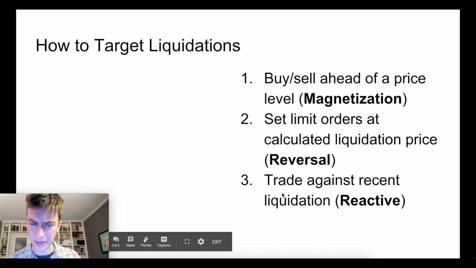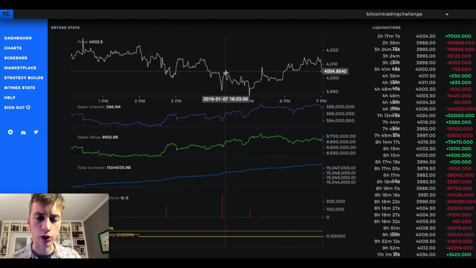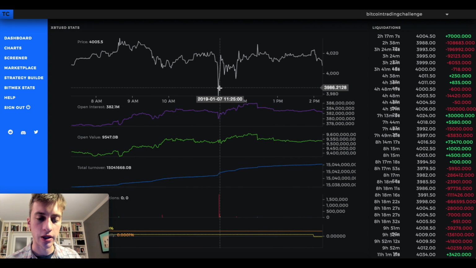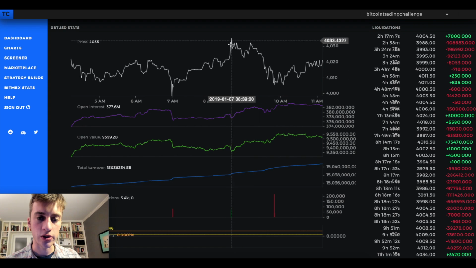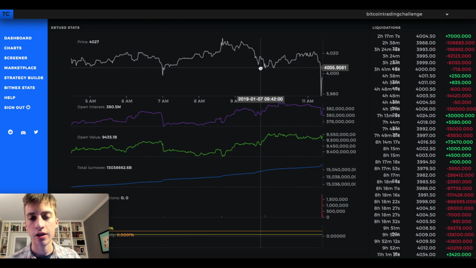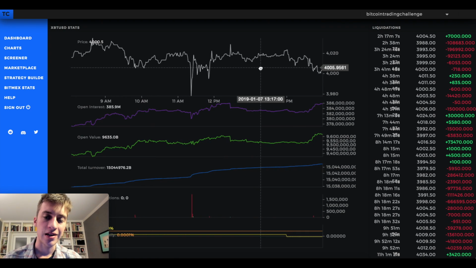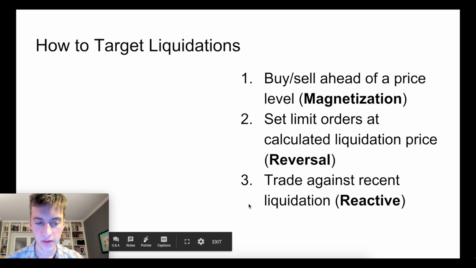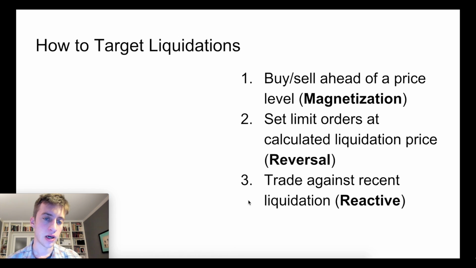Third is not something I'd really recommend: trade against a recent liquidation. You see longs getting liquidated here, so you buy. You market buy or limit buy, you take profit. You see longs getting liquidated here, you buy. You see shorts liquidated about here, you short. You see longs liquidated here, you buy. I mean, it's an okay strategy, but I think that 1 and 2 are a little bit stronger than trying to trade after the fact. And that's why trying to calculate liquidation prices can be very helpful for setting your limit orders.